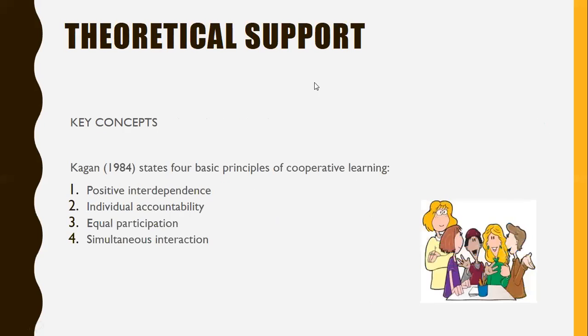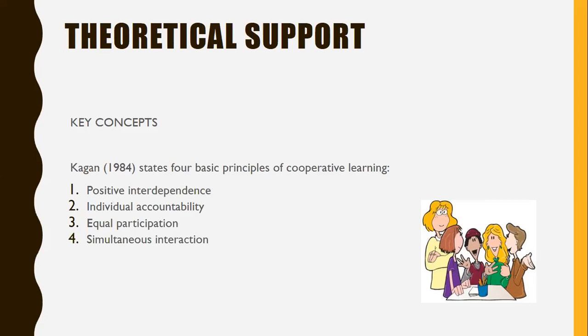Let's continue. The theoretical support is based on Kagan's key concepts. He was like the first person that talked about cooperative learning. And he stated four basic principles of cooperative learning. The first one was positive interdependence. The second one was individual accountability. The third one was equal participation. And the fourth one was simultaneous interaction. According to him, you need those four principles if you want to have real cooperative learning.